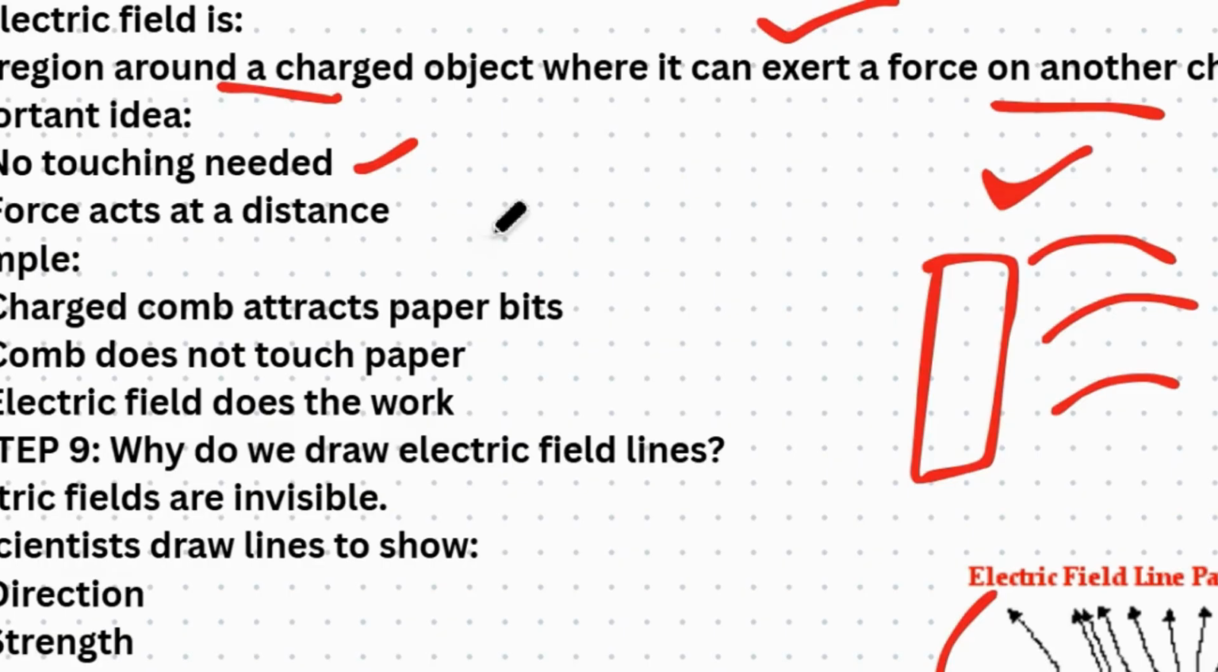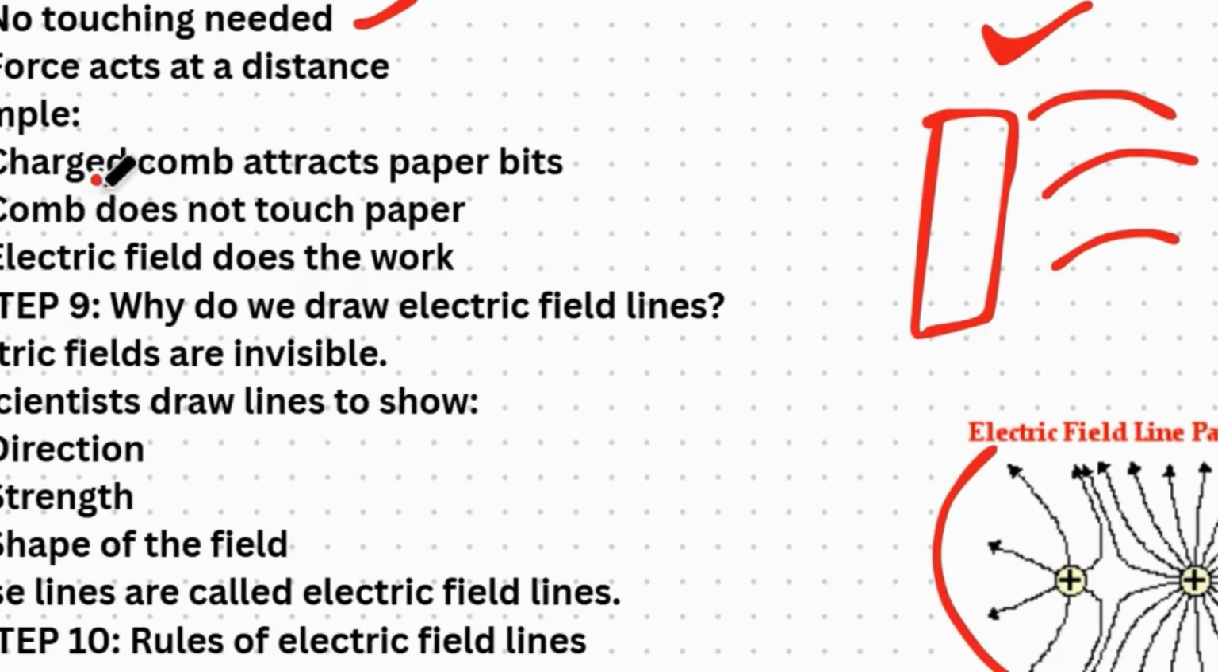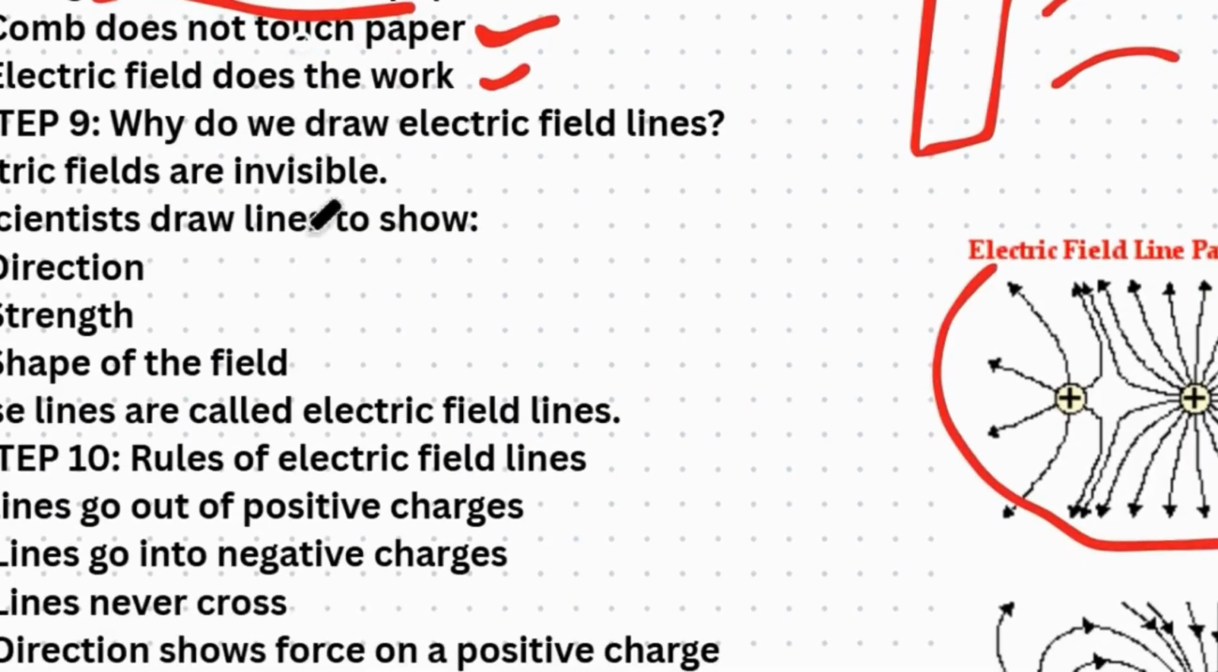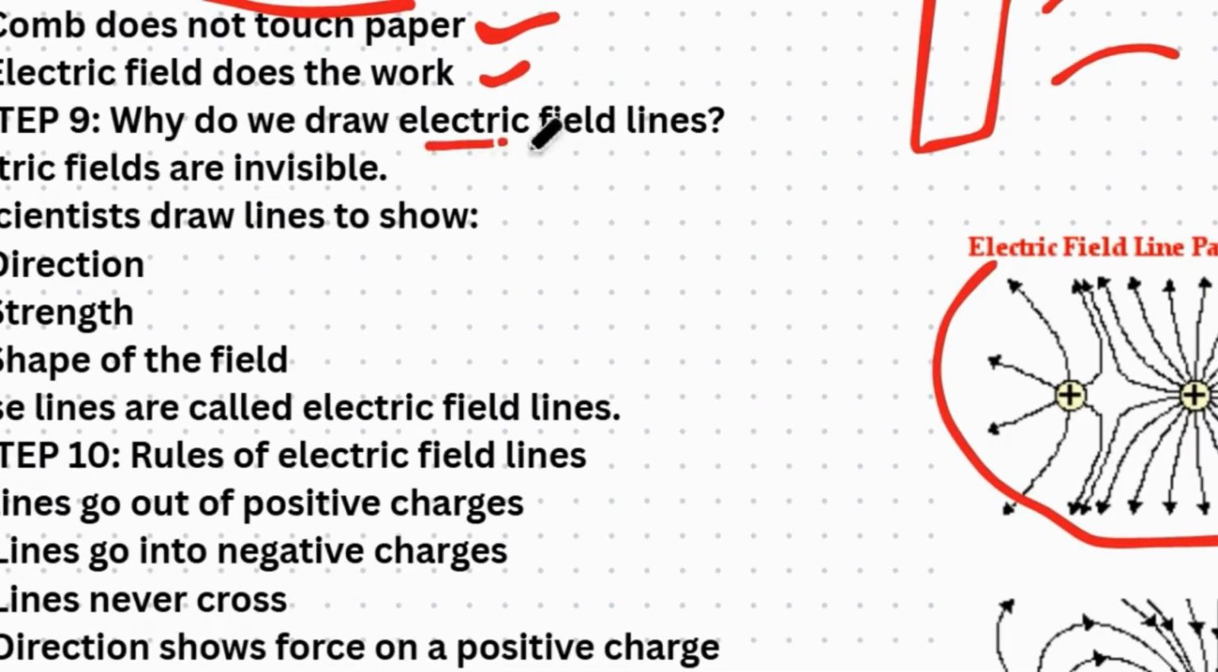Let's move toward an example. Example: a charged comb attracts paper bits. It means that the comb does not touch the paper. I already told you why that ruler, without touching, is attracting those pieces of paper. In the same way, a charged comb attracts paper bits because the comb does not touch the paper. Electric field does work there between the comb and the paper bits. Now let's move toward, why do we draw electric field lines?